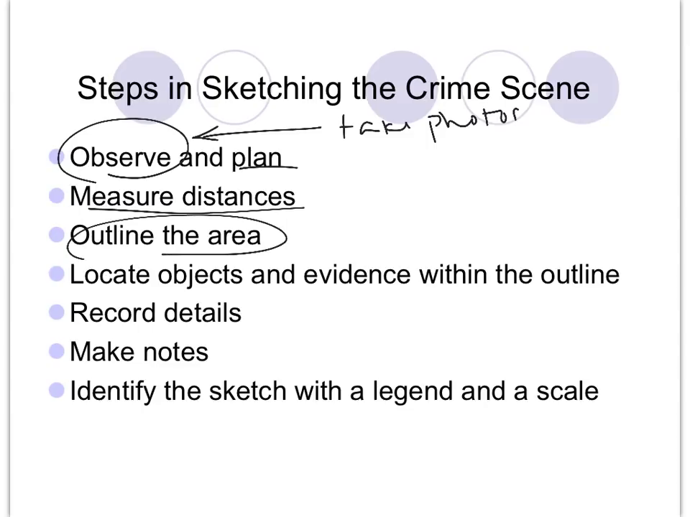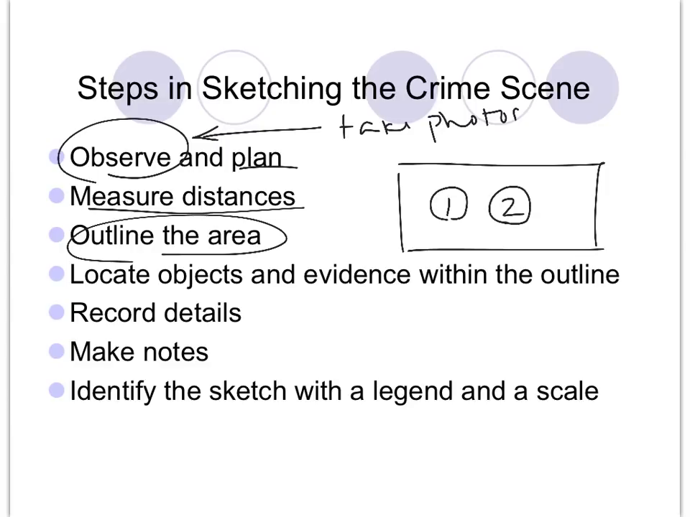From there, you want to outline the area, kind of make it like a square, or if it's a room that's in any other shape, whatever else. Locate the objects and evidence within the outline. So let's say the body is object 1. Let's say the murder weapon is object 2. You would indicate that like that and maybe put a circle for both of those things, okay?